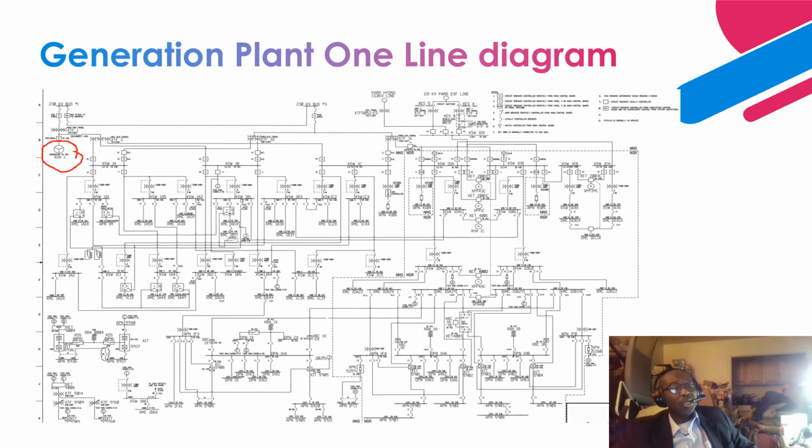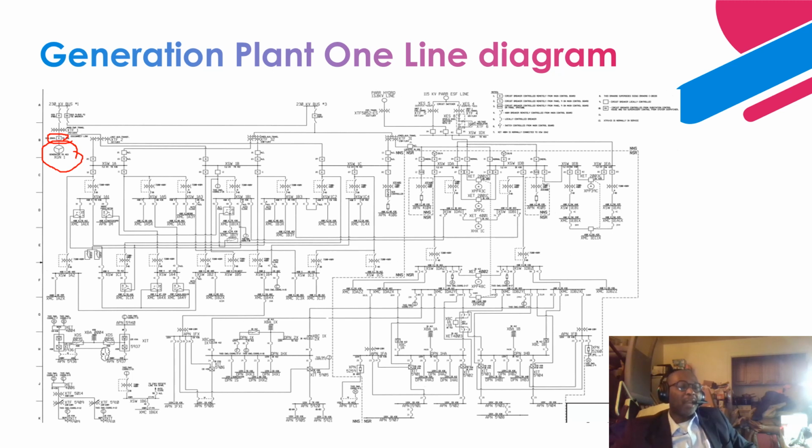Sometimes for a generator, you can have a generator breaker at the terminal of the generator before it goes to a step-up transformer. It's all based on the configuration of the generation facility. Sometimes too, you can have a unit-connected generator, where you don't have a generator breaker.